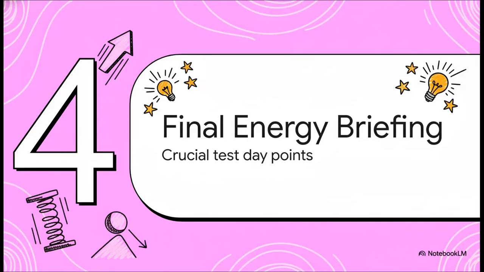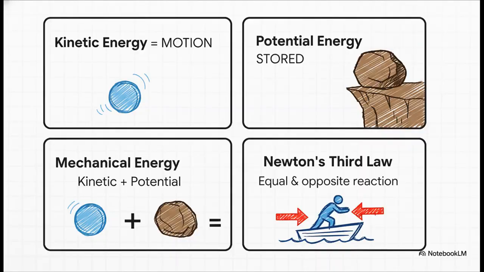All right, let's wrap this all up with a final intelligence briefing. If you only take a few things away from this, make sure you burn these points into your memory for test day. Remember these four things. One, kinetic energy is motion. Two, potential energy is stored. Three, mechanical energy is just the total of both of them added together. And four, Newton's third law means every action has an equal opposite reaction. These concepts are all connected, and I guarantee they are going to show up.